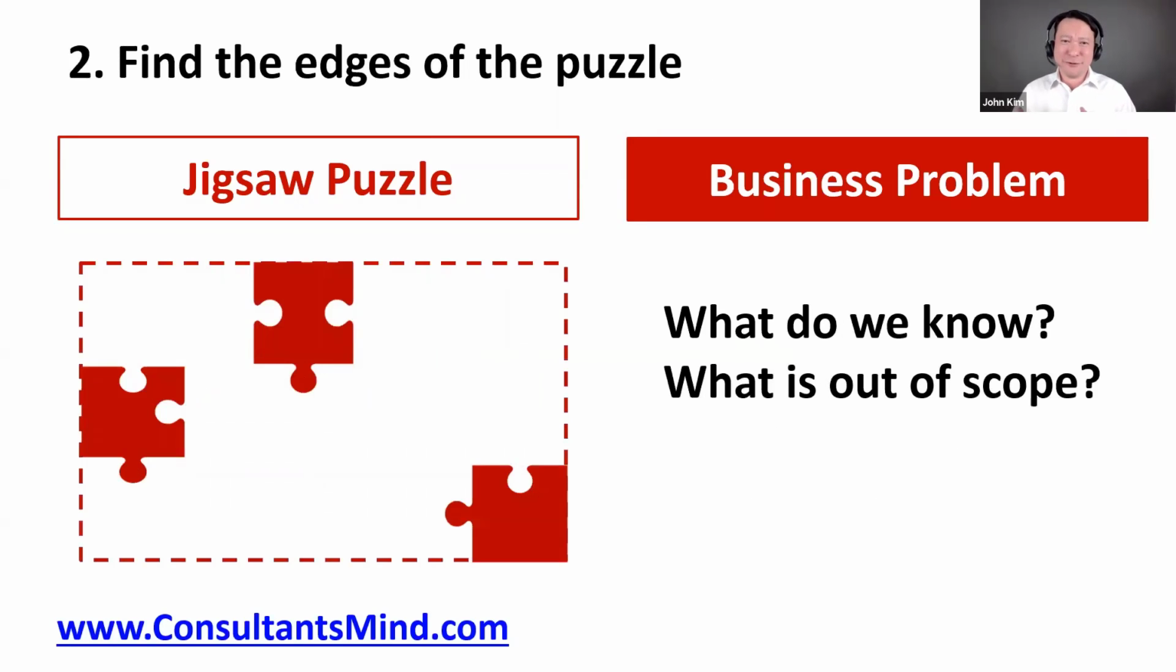Number two, for me, I used to always look for the edge pieces first, because once I know where the top and the side and the bottom of the picture are, I have a sense of proportion and a better sense of what goes where. In a business context, what do we know already? Is there a baseline? What's within scope and what's not in scope? It's very helpful to know the boundaries of the problem. That way you don't waste your time doing things that are not needed.